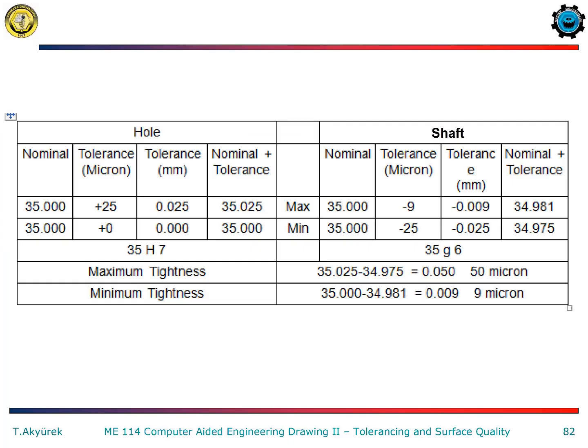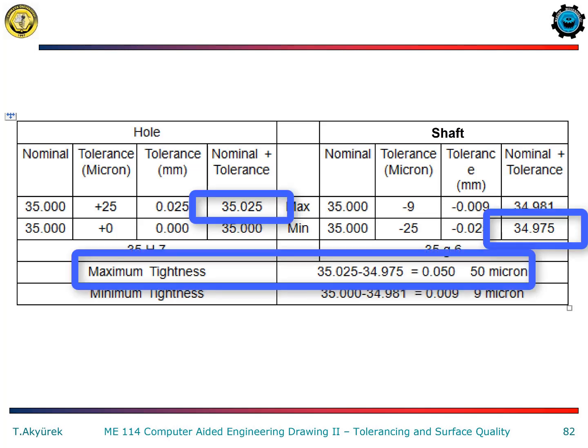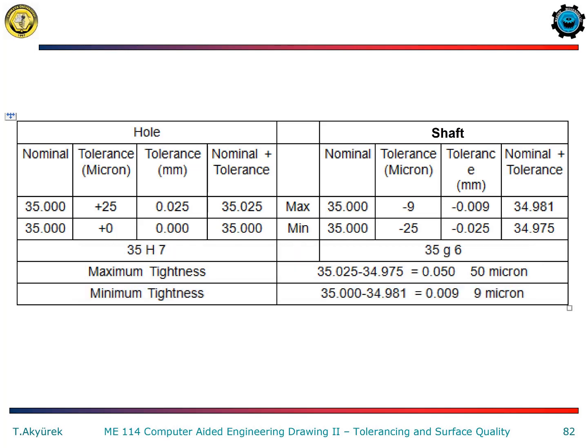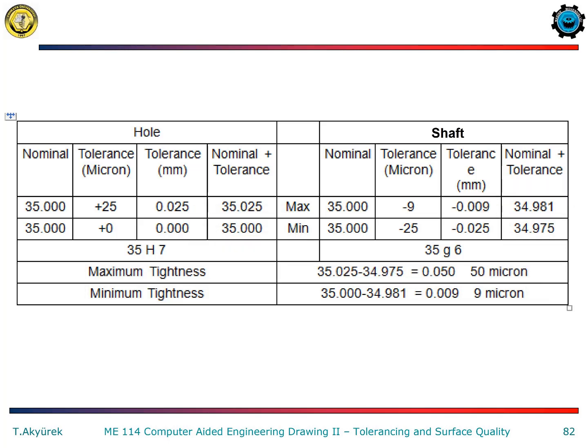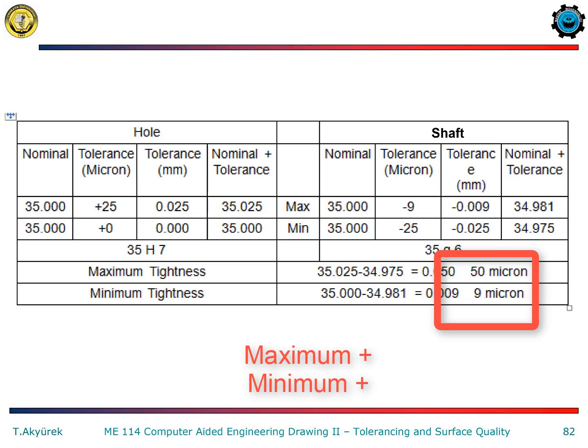If we examine the tightness situation in the assembly, if we subtract the maximum hole from the minimum shaft dimension we will have 50 microns allowance for maximum looseness. This case is the loosest case in our connection. If we subtract the minimum hole dimension from the maximum shaft dimension this is the tightest case which is 9 microns. Here all our values are positive. And we can call this connection clearance fit.